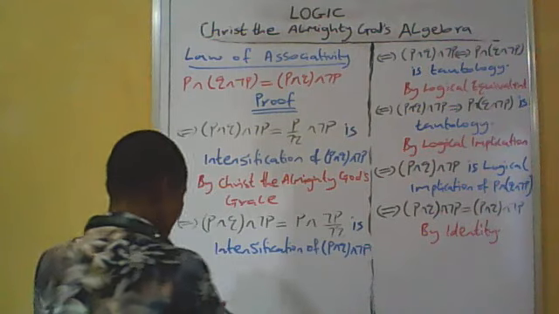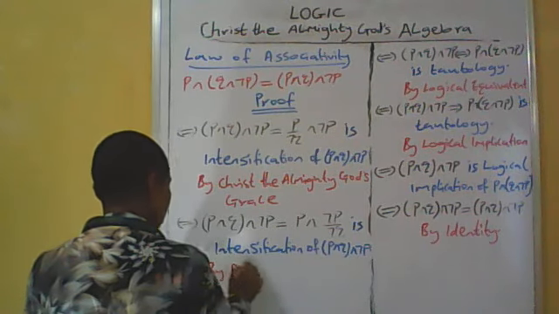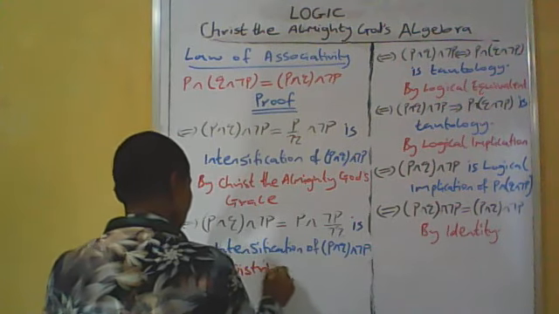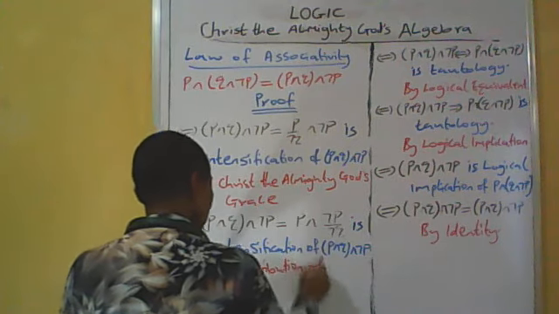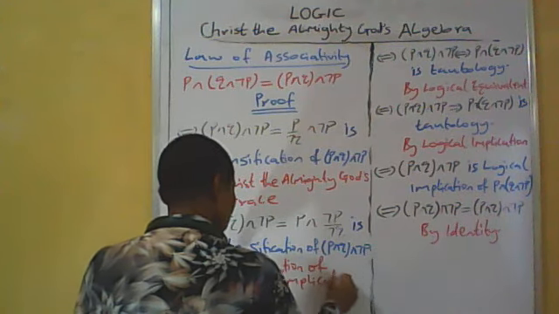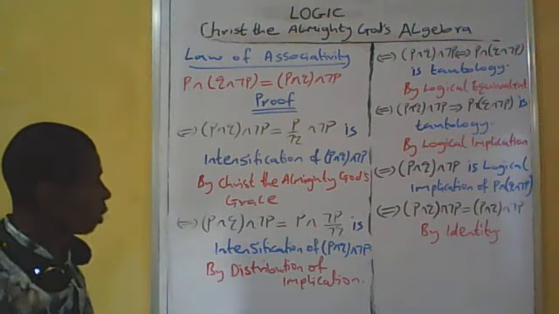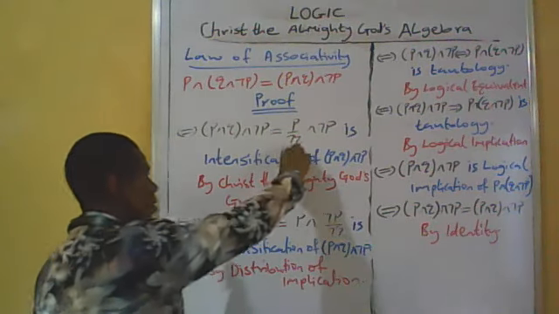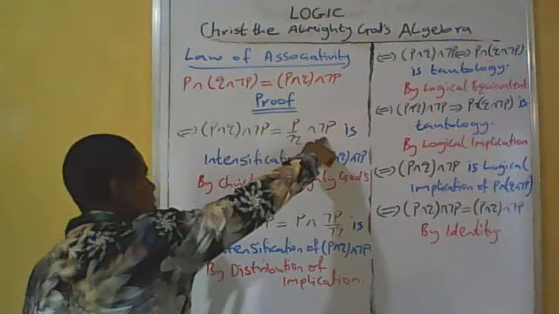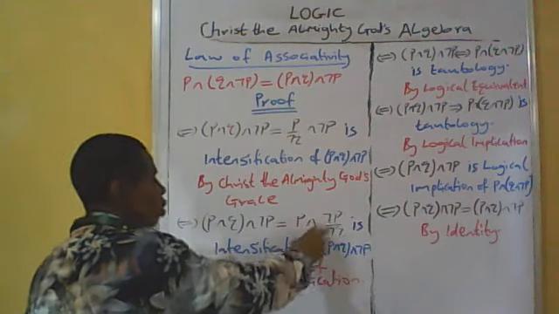Being justified by distribution of implication. So it's through this sort of implication that we distribute this not Q to the second conjunct, P and bracket not P upon not Q.